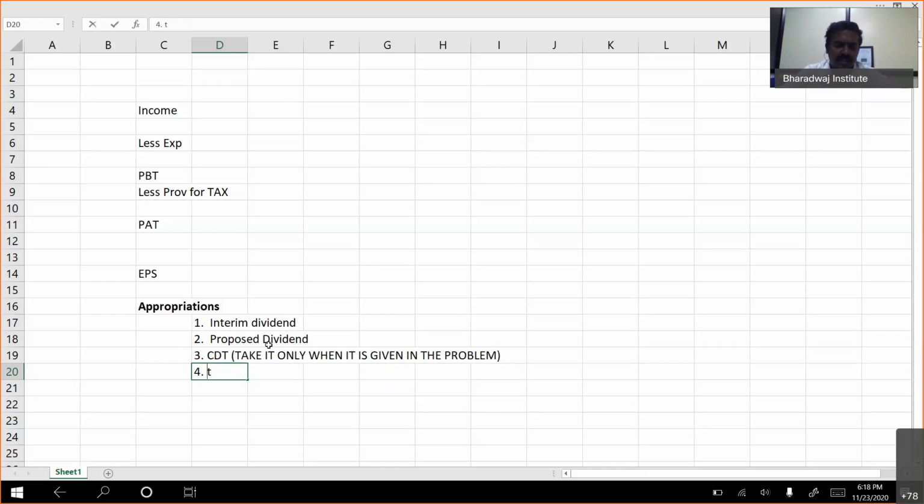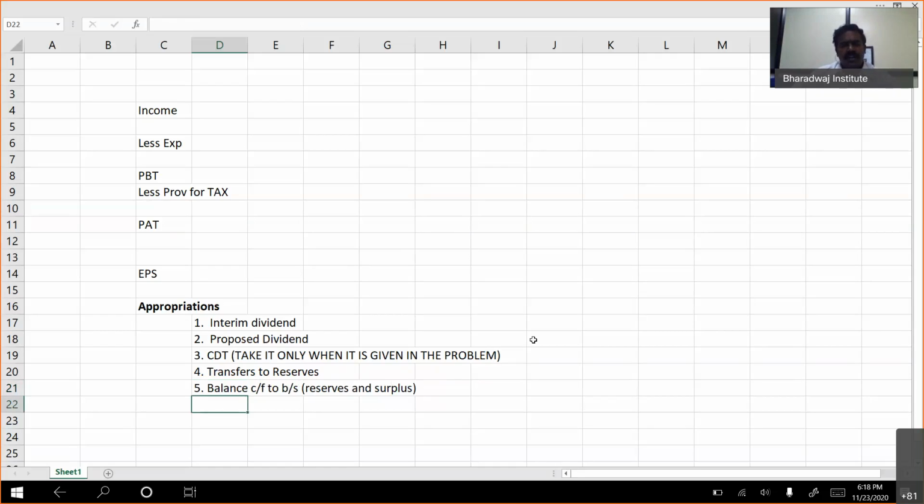Then transfer to reserves. Transfer to reserve can be general reserve, sinking fund, contingency fund, any fund. Then balance carried forward to balance sheet. It will be shown under reserves and surplus.